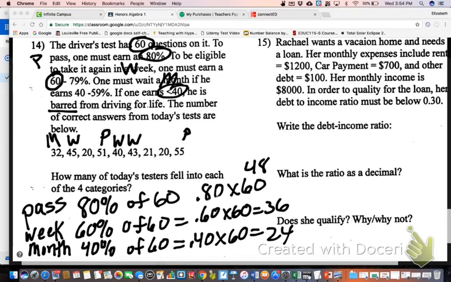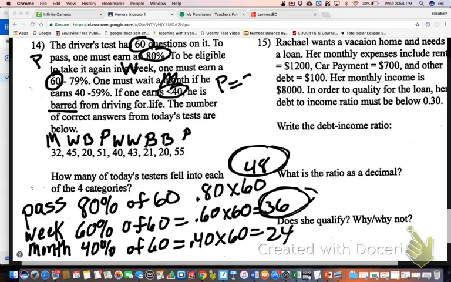The one with a 32 got over a 24 but not high enough to make it into either the higher passing category or you'll be able to do it in a week. So that leaves all these other poor souls as being barred for life. So we got 1, 2, and 3 people who got below a 24, so they are barred for life. So in the passing category, we have 2 people that are eligible in a week. There are 3 people who are eligible after a month to retake it. There's 1 of those people. And then there are 3 who are barred for life from ever driving.